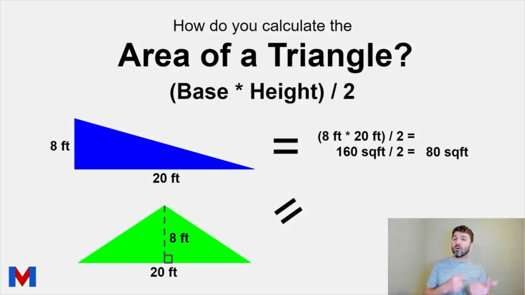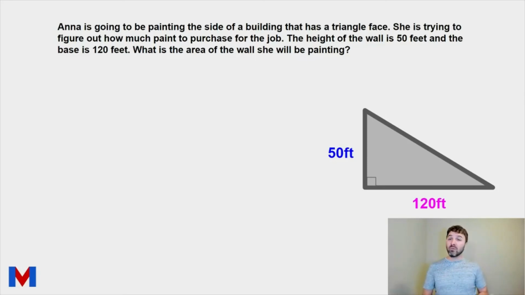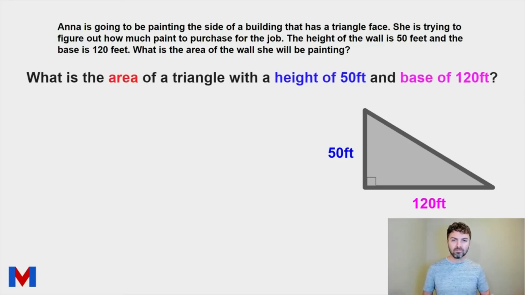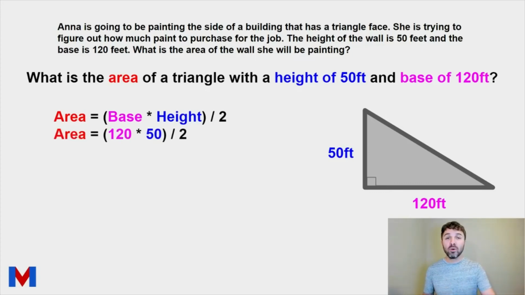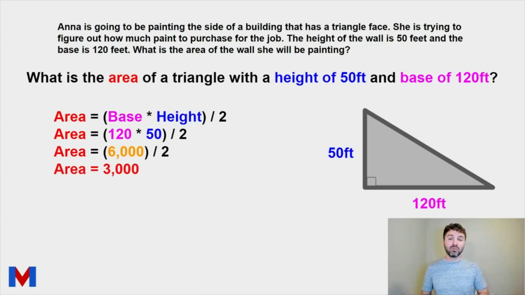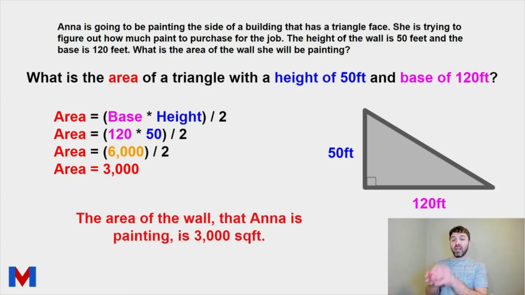All right, let's use this formula of base times height divided by 2 to calculate how much paint we need. So we have area is base times height divided by 2, where the base is 120 feet and the height is 50 feet. So we do order of operations now. So 120 times 50, which is 6,000. So if that was a rectangle, it would be 6,000 square feet. But again, a triangle is half of a rectangle, so cut in half, so it's 3,000 square feet. So the area of the wall that Anna is painting is 3,000 square feet.